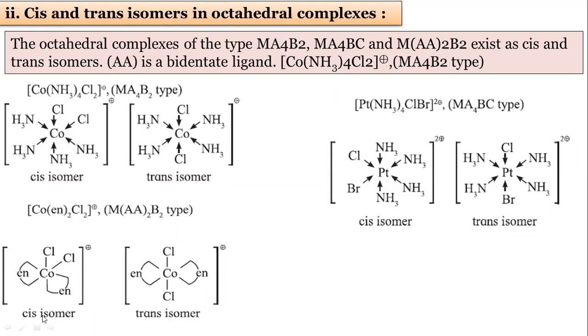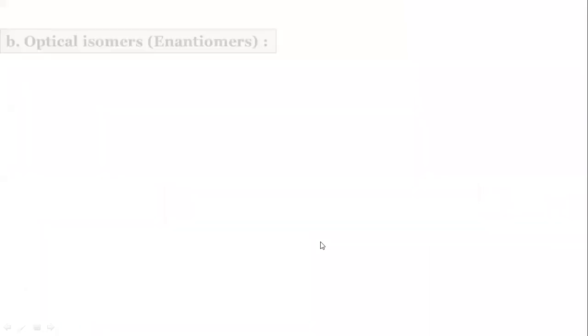So this is a cis isomer and this is a trans isomer according to the definitions. See, in the cis isomer the identical ligands are in adjacent positions, and in case of trans isomer, the identical ligands are in opposite directions. See, this en is opposite and this Cl is opposite. So out of these examples, any one example can be asked in the board exam.